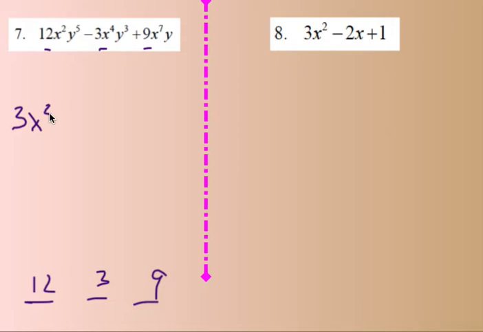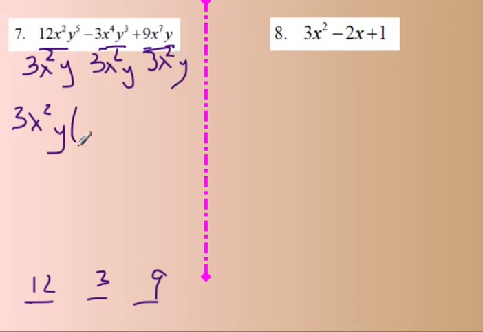Then I say I have y to the 5th, y cubed, y to the 1st. So since there's a y in each term, I can take out a y, but my smallest number of y's is y to the 1st. So I can only take out one y. So now I'm going to go ahead and divide each of these terms by 3x squared y.